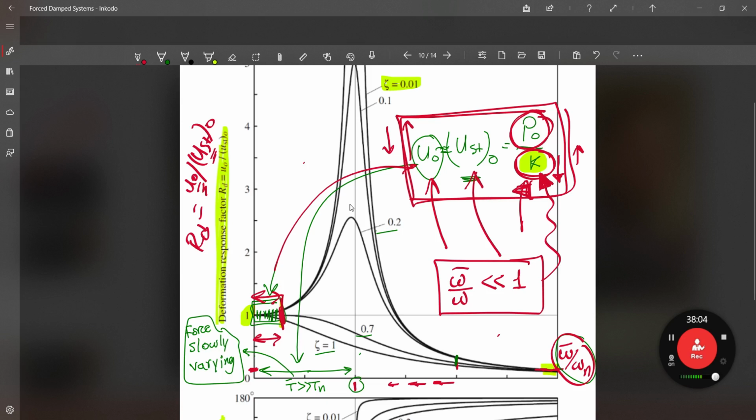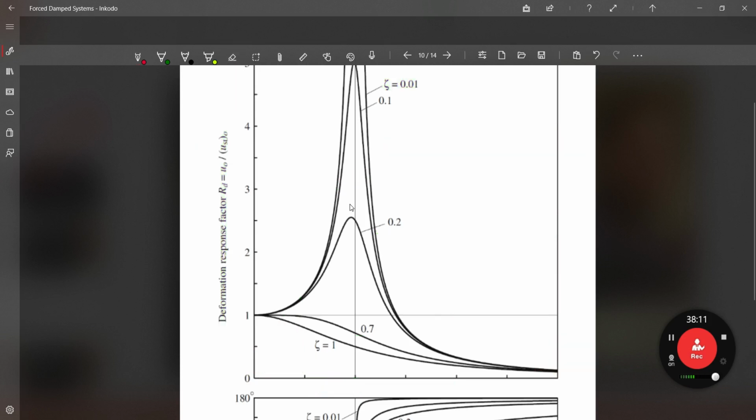Okay, now let's go to the second part. I want to clear everything because I think it's very messy now. Erase all ink. Now let's go to the case where omega bar over omega n is very large, larger than 1. This means that T is smaller than Tn, right? We are talking about this part here, right?